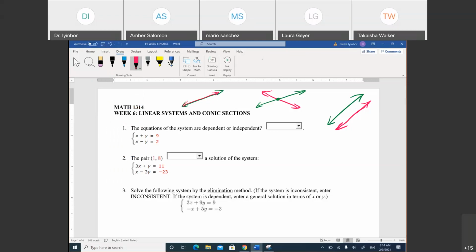So now, if you look at a system of equations, which is like two lines, we have these three different cases. If the two lines are parallel, the system has no solution because the two lines will never cross each other, right? So this is the case when the system has no solution.